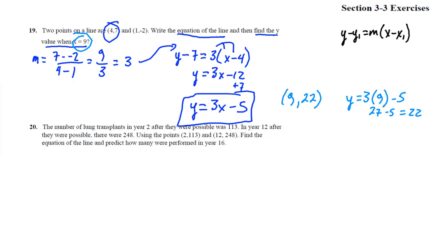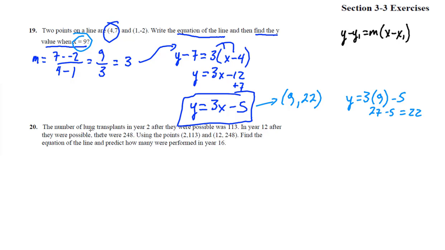And look at this. We just took a little bit of information, got an equation that allowed us to find anything we wanted. We could have found any number of points off of here. That equation gives us all power. Love it. Okay, let's try the next one. Let's go down here to number 20.